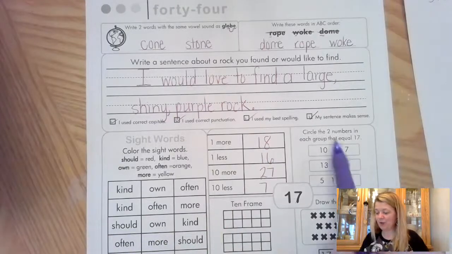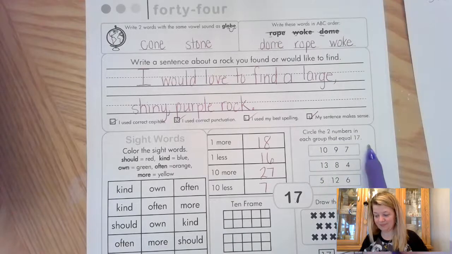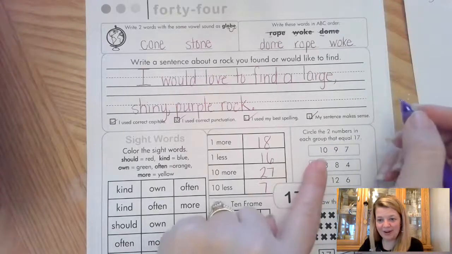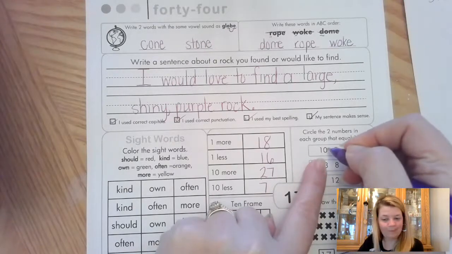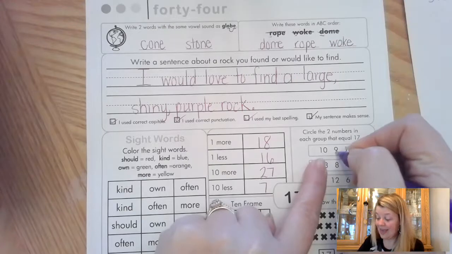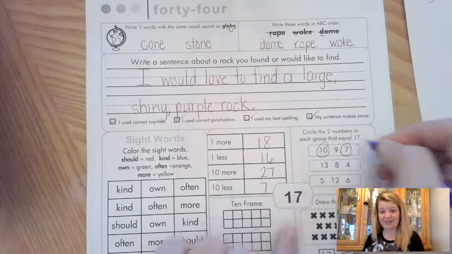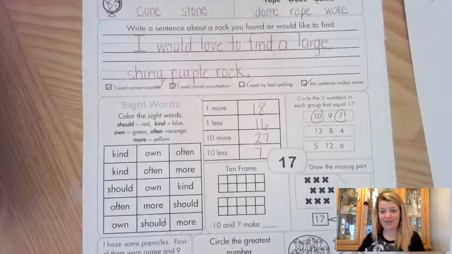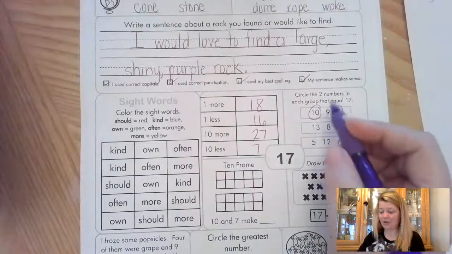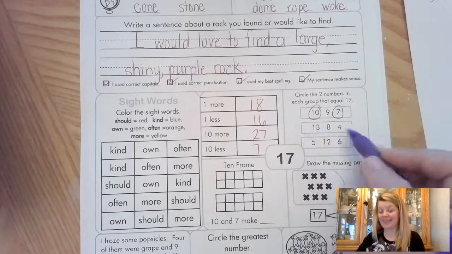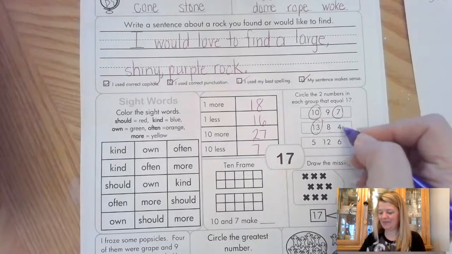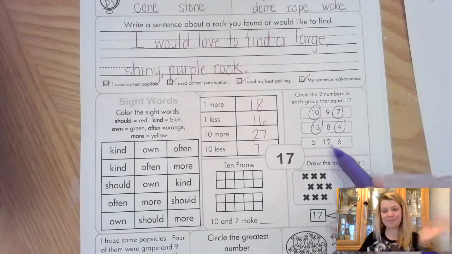Circle the 2 numbers in each group that equal 17. So if I look at these numbers here, I have 10 and 9, that's not 17. 10 and 7, that is 17. Then I have 13 and 8, not 17. 13 and 4, that's 17. 5 and 12, 17.